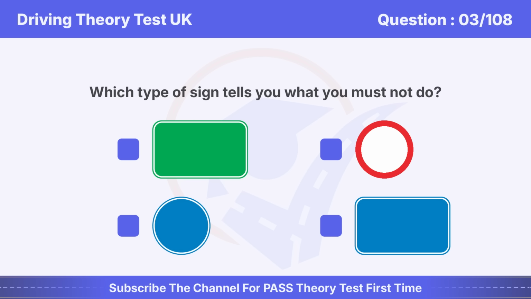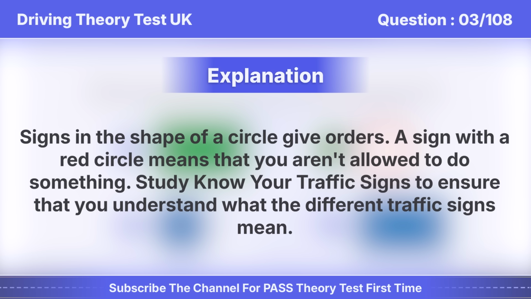Question 3. Which type of sign tells you what you must not do? Answer is B. Signs in the shape of a circle give orders. A sign with a red circle means that you aren't allowed to do something. Study Know Your Traffic Signs to ensure that you understand what the different traffic signs mean.